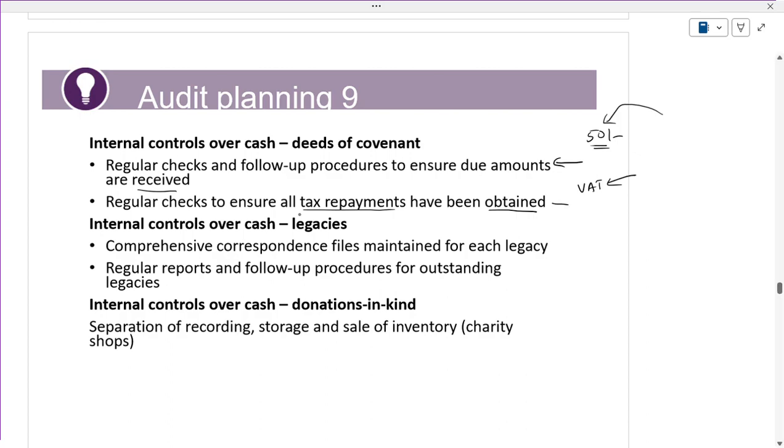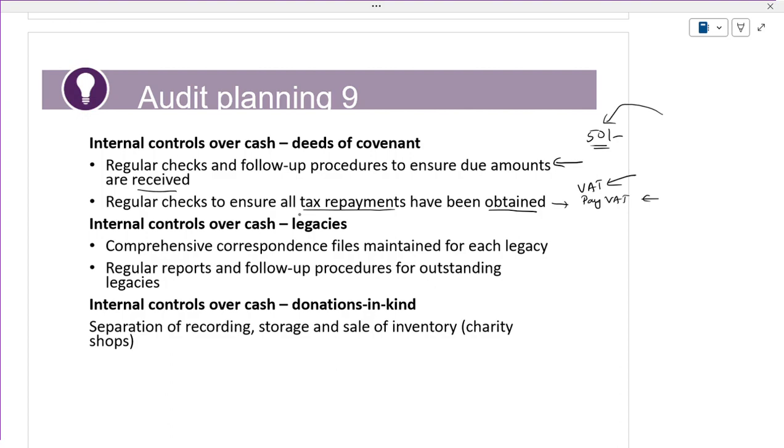Now, in the beginning I told you, not-for-profit organizations or trusts are exempted from tax. You are paying VAT, but you are not collecting VAT. You will pay whenever you are purchasing, the VAT will be there. Now, what will happen? You have to get the repayments of what you have paid.